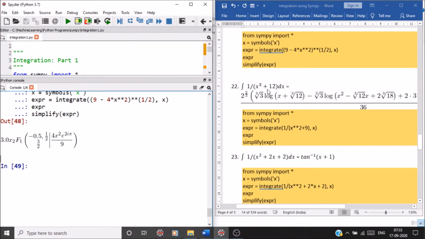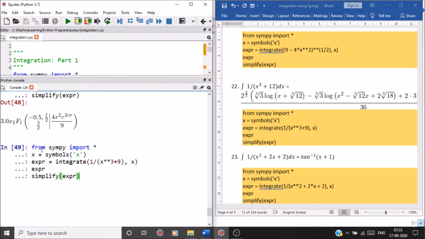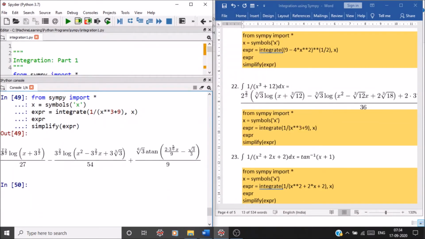So integration of 1 by x to the power 3 plus 12. Okay, so easily we can do it. Then 1 by x square plus 9. Instead of square, it should be 3, I think. If we use 3, then we can execute it and you can see the result. Here you can see that this is the result. You can see the big result.